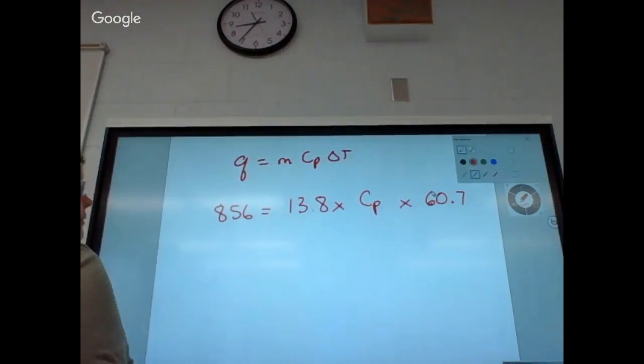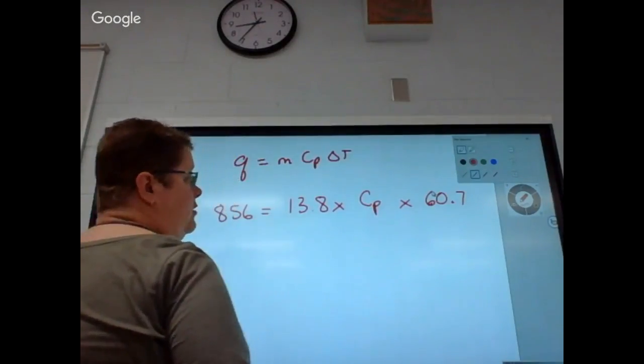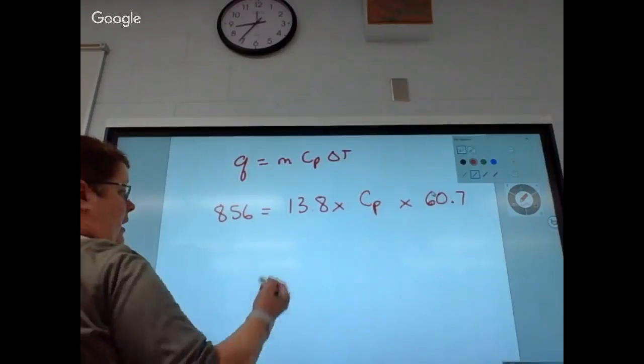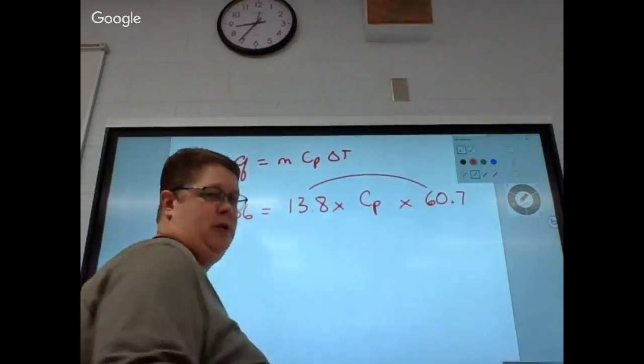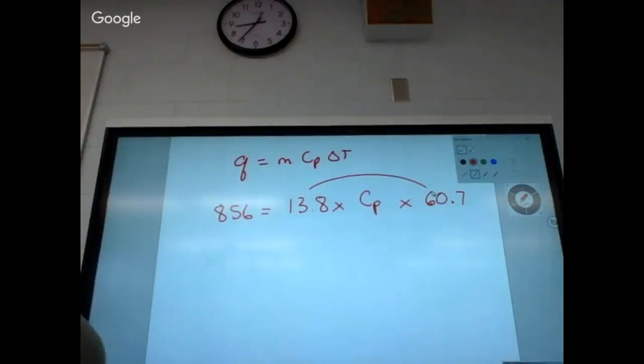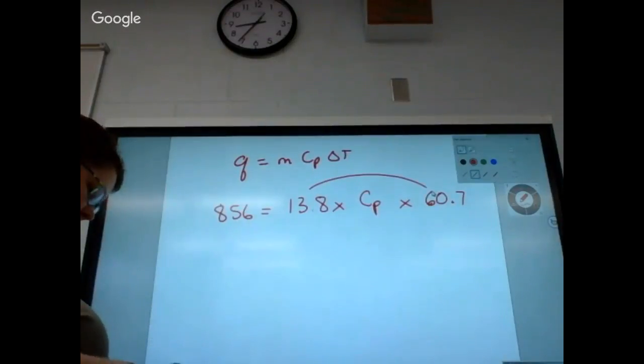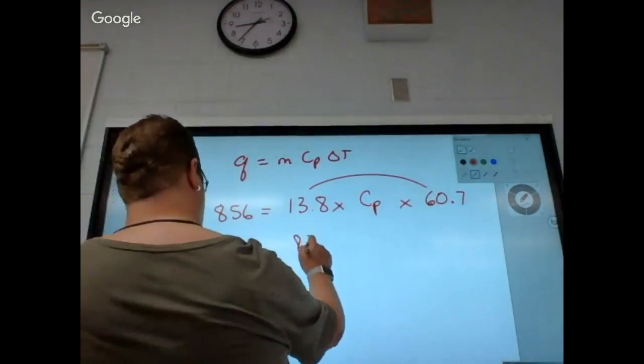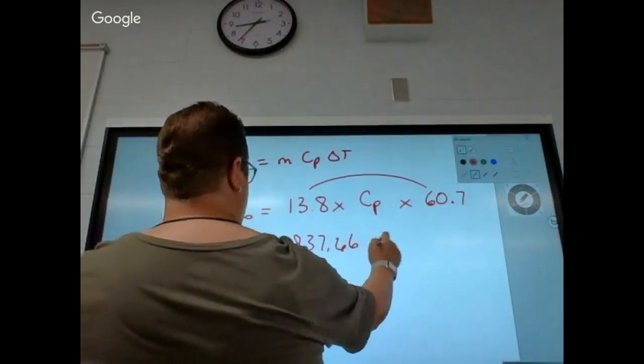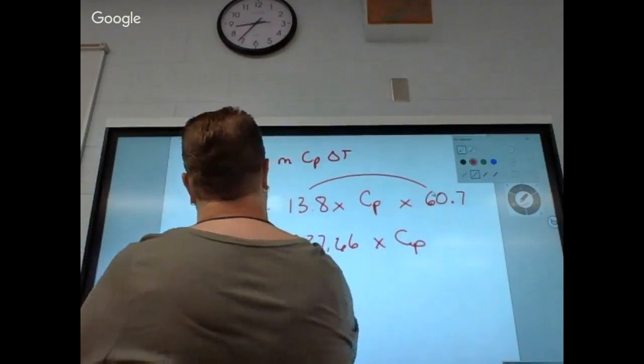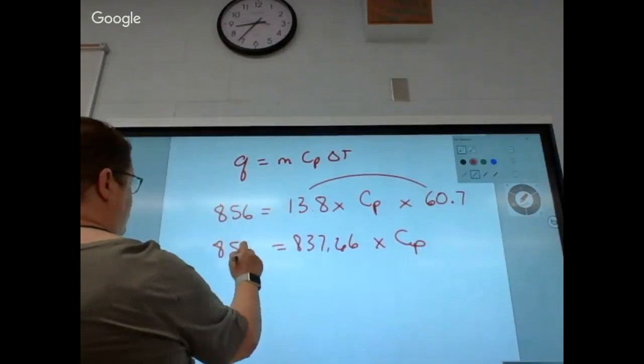All right, so now we have to solve. You can do it multiple ways. Like I told you yesterday, I combine like terms. So I multiply there: 13.8 times 60.7. So I got 837.66 times CP equals 856.